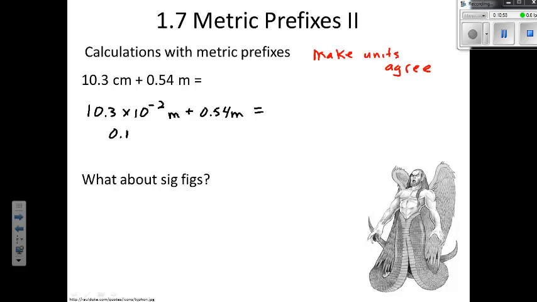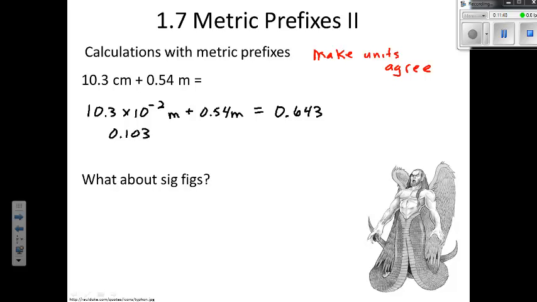If I move it over, without the exponent on there is 0.103, so I can do the addition here, right? 0.103 plus 0.54 is equal to... What was it equal to? Okay, 0.643. Sorry. Right, 0.643.